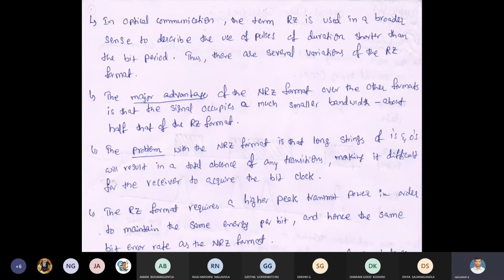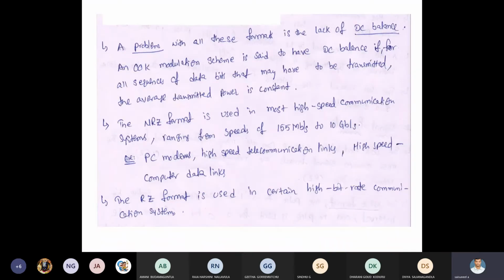Here, the return to zero format requires high transmit power. And we have to maintain a bit error rate between 10 power minus 9 to 10 power minus 12. What is a bit error rate? How to calculate the bit error rate?